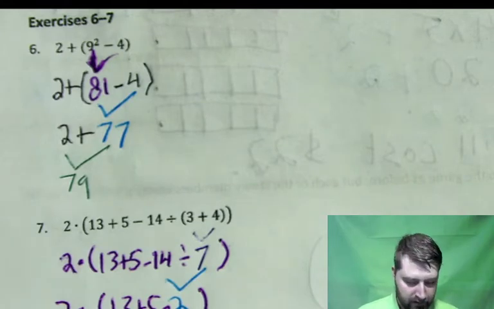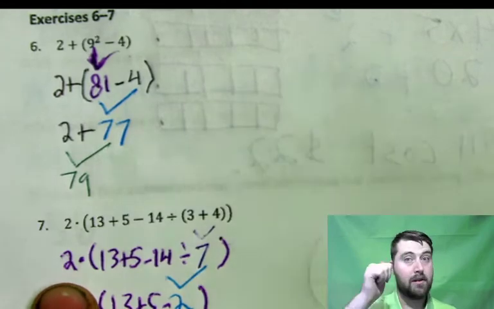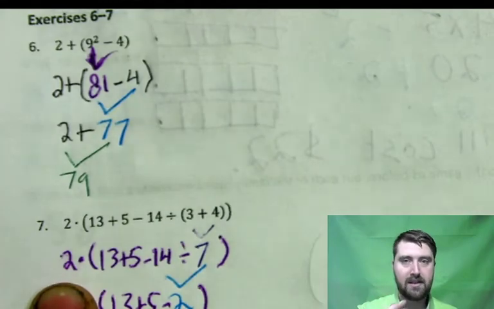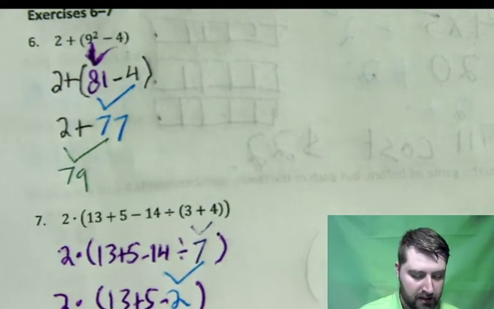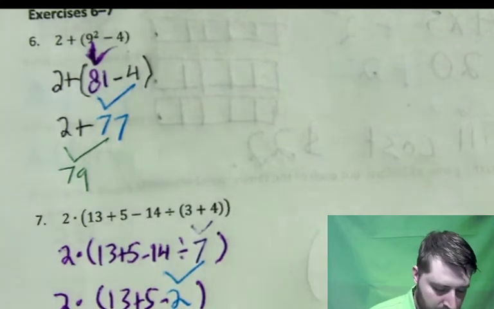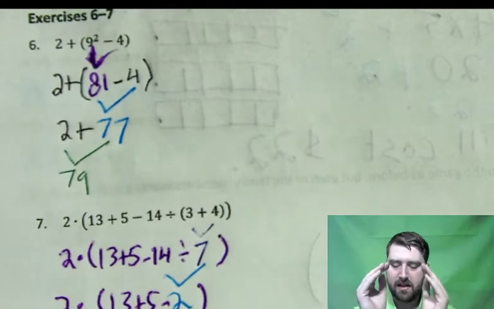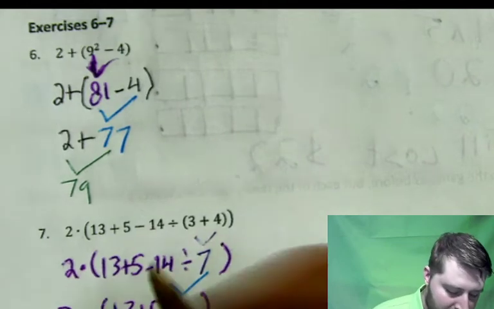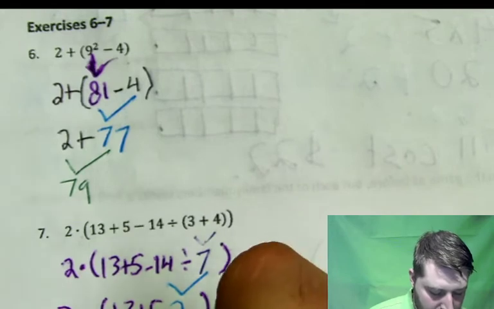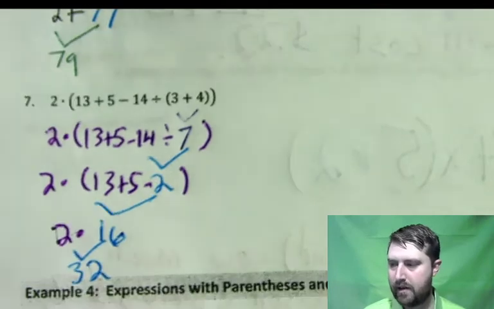In our parentheses, so not worrying about this 2 times yet, we have 13 plus 5 minus 2. There's no exponents, no more multiplication or division, so we're going to do our addition and subtraction left to right. 13 plus 5 is 18. 18 minus 2 is 16. Is there anything else in our parentheses? No, there's not. We'll rewrite the rest of our expression. 2 times 16, and 2 times 16 is 32. Oh, I was off the paper there. I'm so sorry. We could not see that.